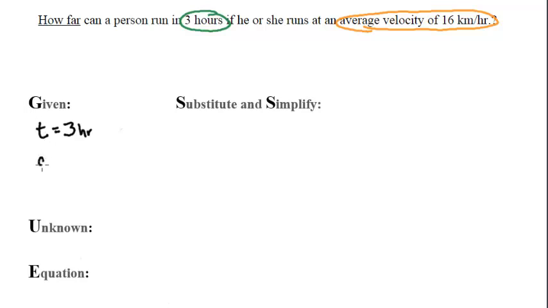What about, here we go, average velocity of 16 kilometers per hour. So I can write velocity average equals 16 kilometers per hour. That's really useful. That can be a ratio in dimensional analysis. But there's no other given information for me, so let's see. Where can I find, I've underlined this: how far? What is that a characteristic of? Distance. So distance equals question mark.